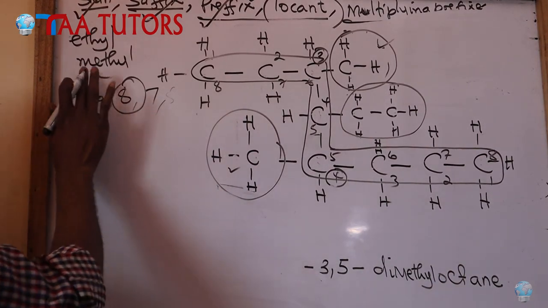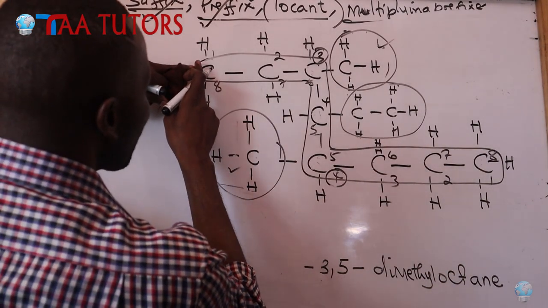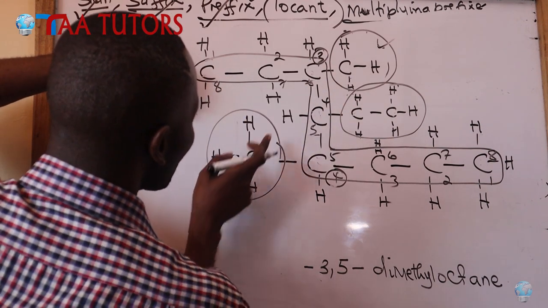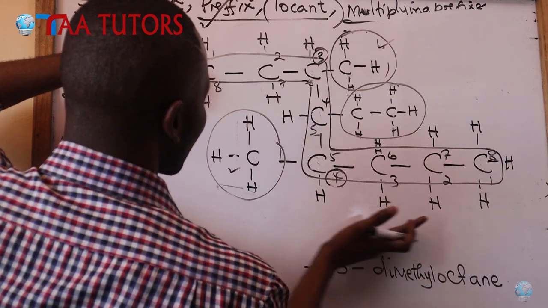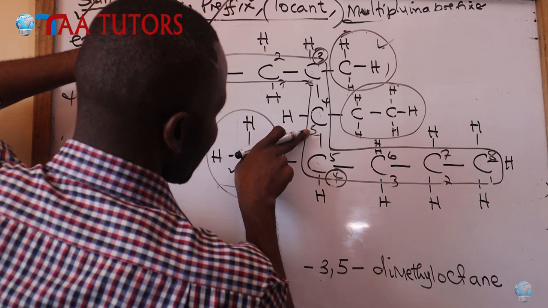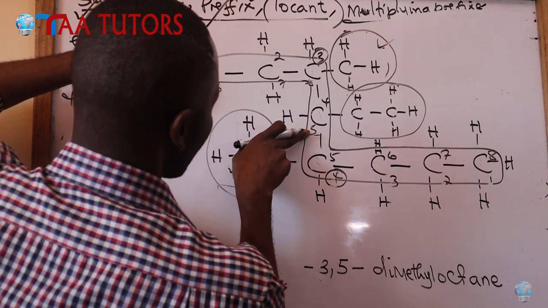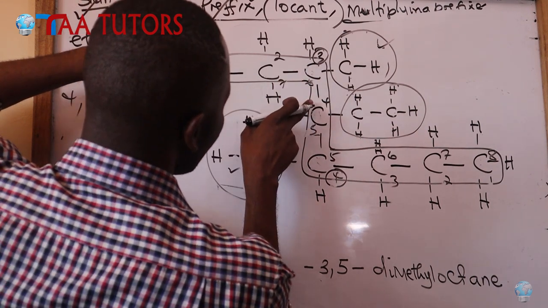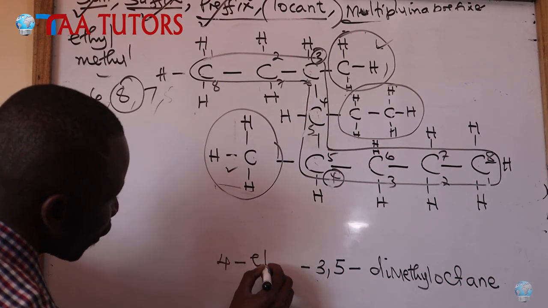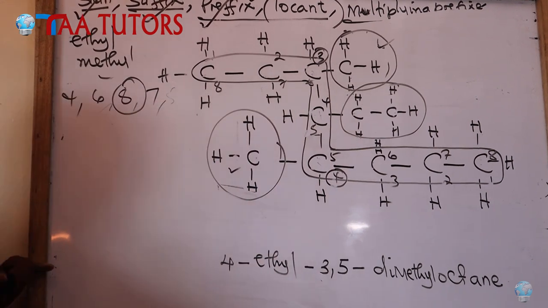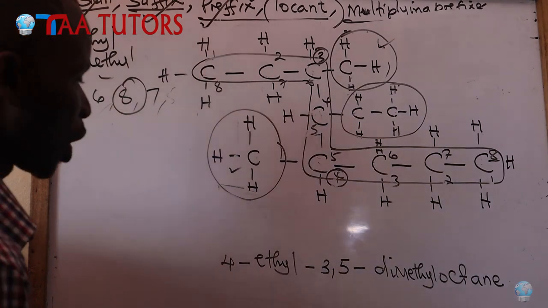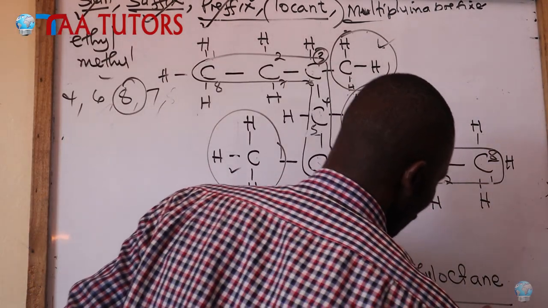Let's go to ethyl. And ethyl, since we have started from here, we have to continue here because this ethyl is between the 2 methyls that we had. So we cannot come here, because starting here at 1, 2, 3, 4, 5, 6, it would be the 5th carbon atom. But we start here 1, 2, 3, 4, 4 carbon atoms. We are going to say this is 4-ethyl-3,5-dimethyl-octane. This is the name of this compound.